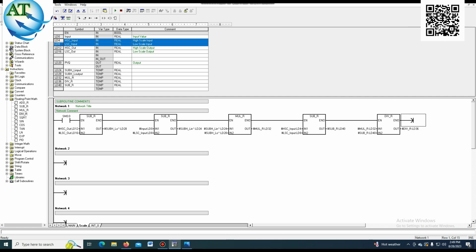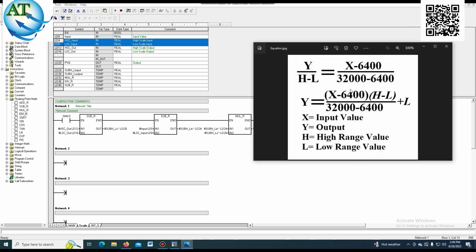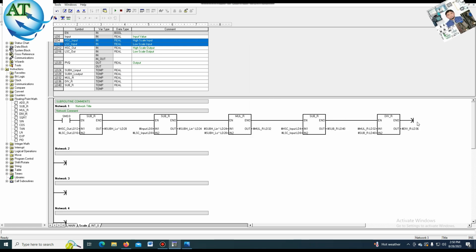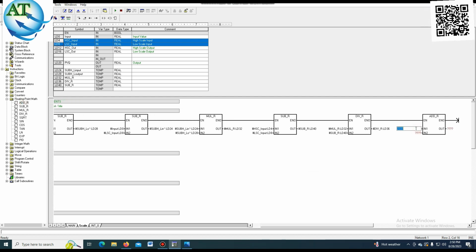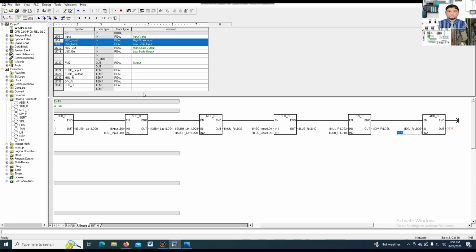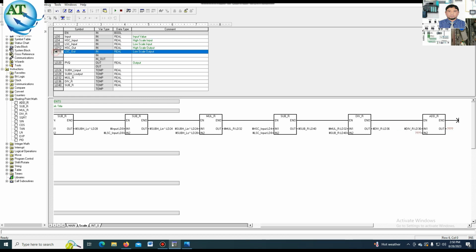Now in the equation, you see this and this, up to this one is completed. Now plus L. L means our low scale output. So first we have to use the add function, add real. In add real we use the last output, which is LD36, and our input is which one? This is the low scale output.